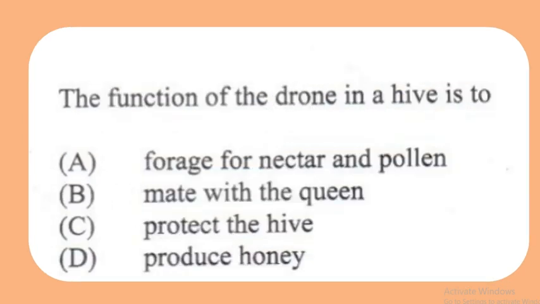The function of the drone in a hive is to forage for nectar and pollen, mate with the queen, protect the hive, or produce honey? And the answer is B. The only thing the drone does is to mate with the queen and then die. You would think that as a male it would protect the hive, but no, that's the job of the workers. The workers also forage for nectar and pollen, and they also produce the honey.